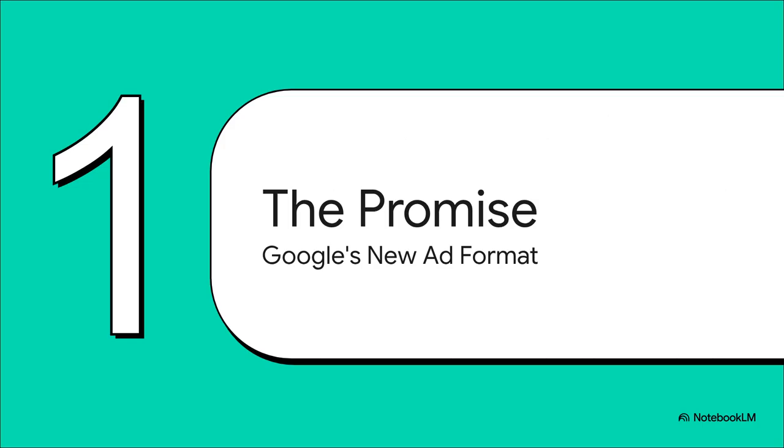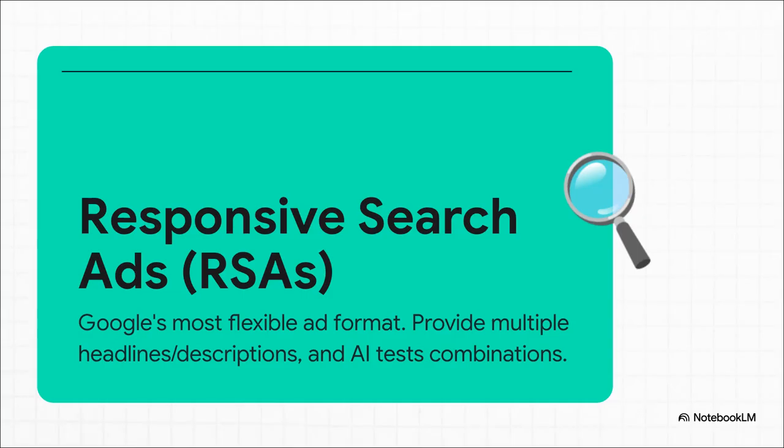So let's start with the promise. What was Google's big idea with this new ad format? Well, it was all about completely changing the game for ad testing. The idea was to take all that tedious manual work off your plate and just let the machine learning take over. So what are they exactly?